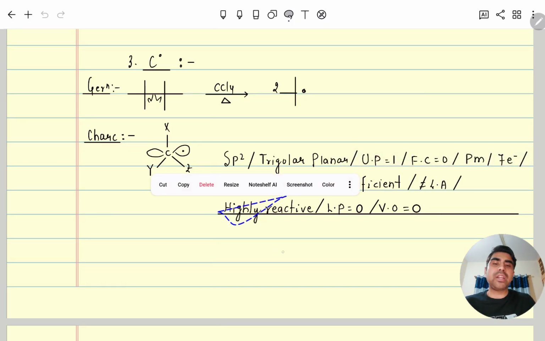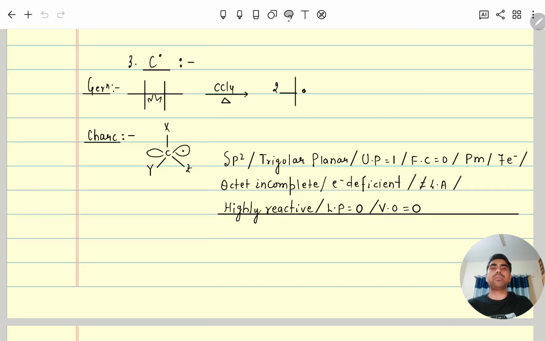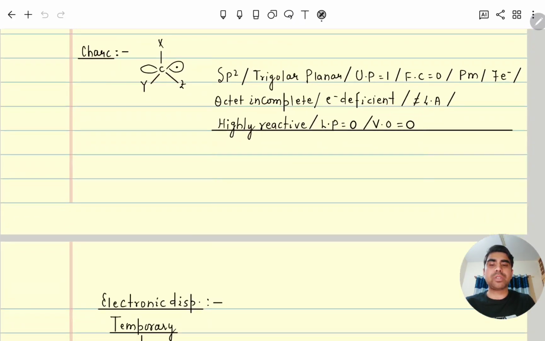It is also highly reactive, more reactive than carbocation and the others. The number of lone pairs is 0 and a vacant orbital is also not present. At least 1 electron is there, so a vacant orbital is not present.